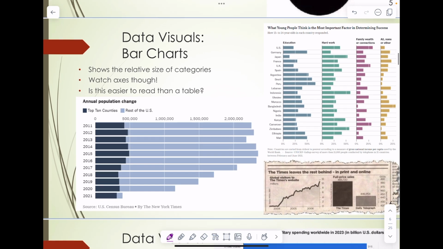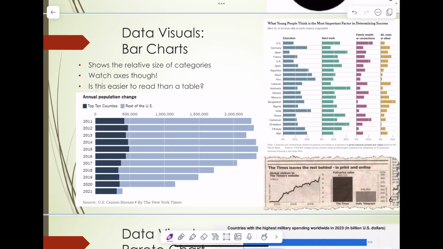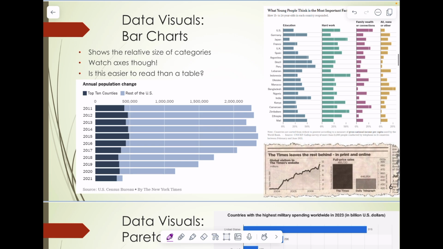All right, the next chart I want to talk about are bar charts. So these are a lot better at showing relative size. It's very easy to compare the relative size of different categories. They can be tricky though. Watch the axes, and what I mean by that is take a look at this example right here.